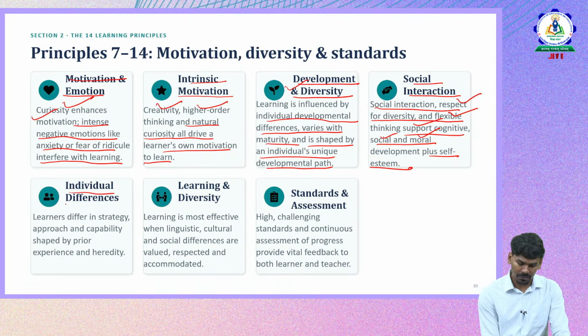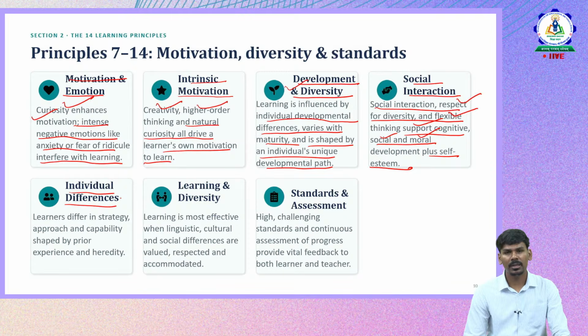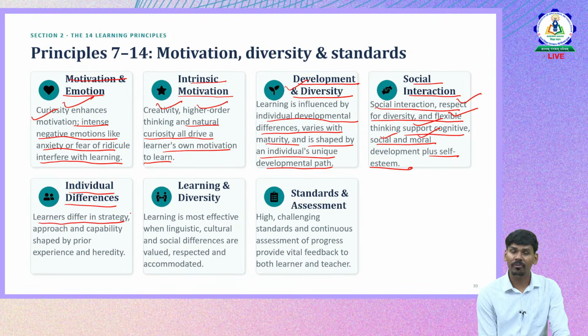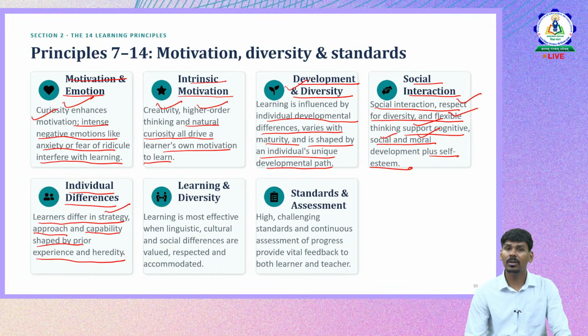Then coming to individual differences. If there are 30 learners in the class, all 30 are different. Not even 2 children are similar. So learners differ in varied ways. Learners might differ in the strategies that they use, or their approach when they approach a particular problem, their capability shaped by prior experience and heredity. There are a lot of differences among learners, right? Their capabilities are shaped by the prior experiences that they have had, and also the heredity. What they have acquired from their parents also plays a major role in learning.